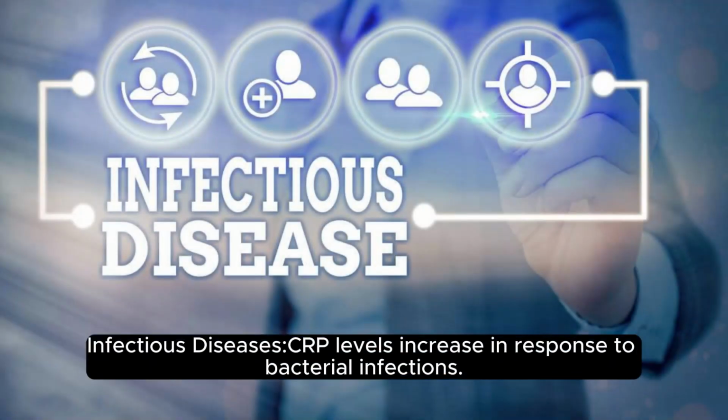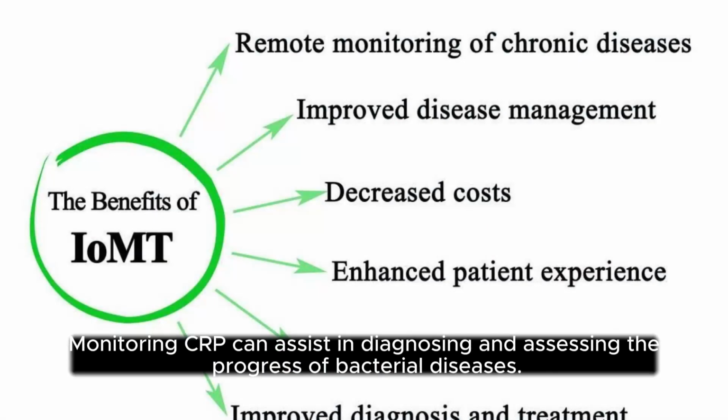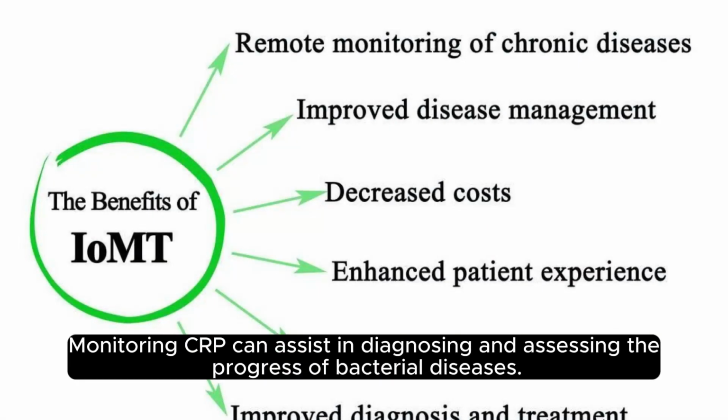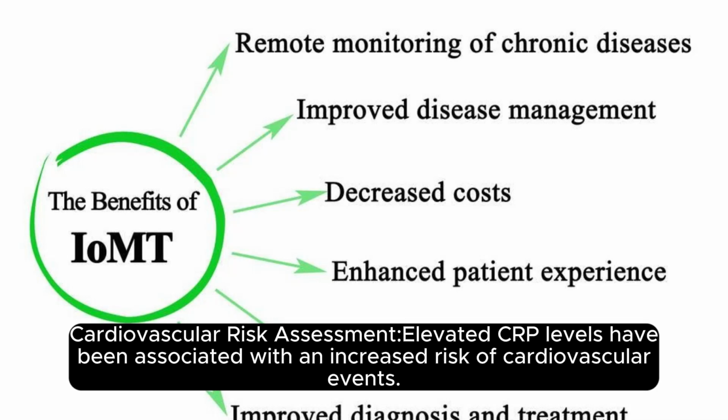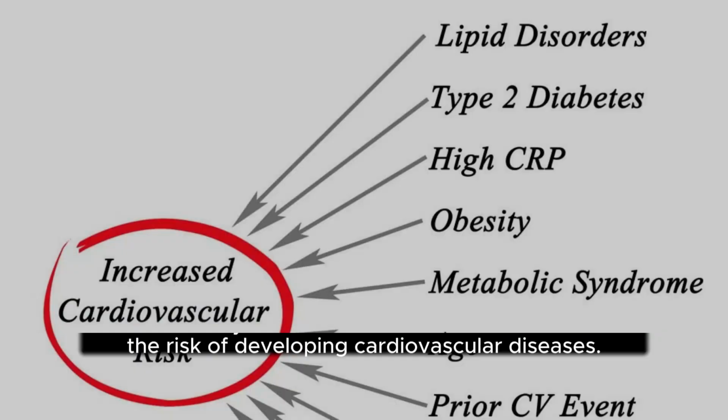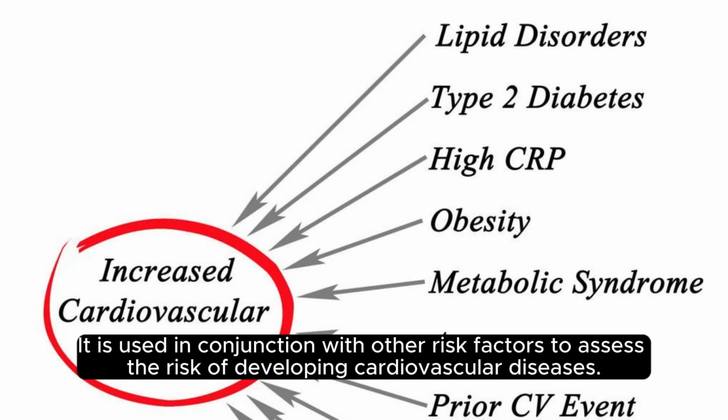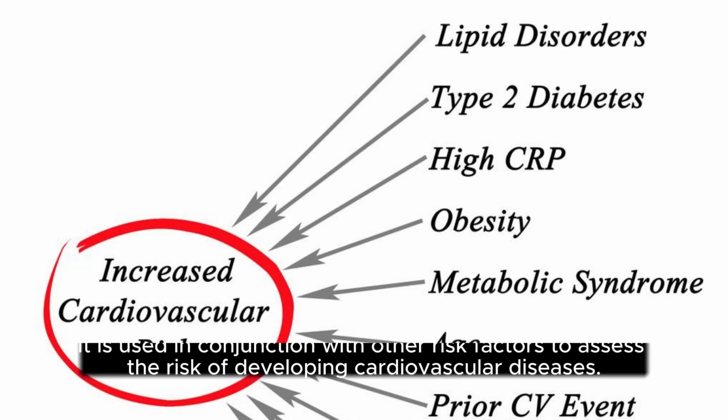Infectious disease: CRP levels increase in response to bacterial infections. Monitoring CRP can assist in diagnosing and assessing the progress of bacterial diseases. Cardiovascular risk assessment: elevated CRP levels have been associated with an increased risk of cardiovascular events. It is used in conjunction with other risk factors to assess the risk of developing cardiovascular diseases.